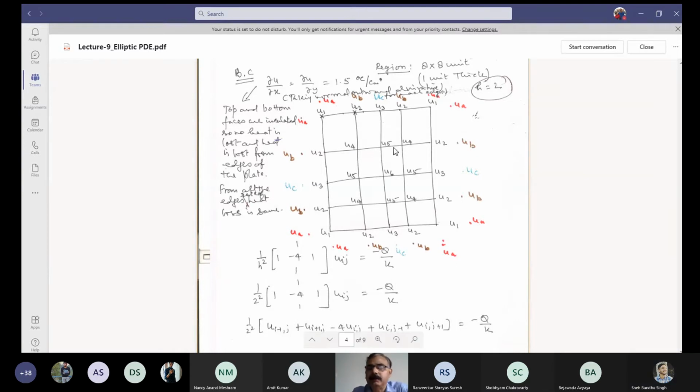So for any variable, if you understand this process, and if a finite number of points are there, then you can write down the equation very easily.